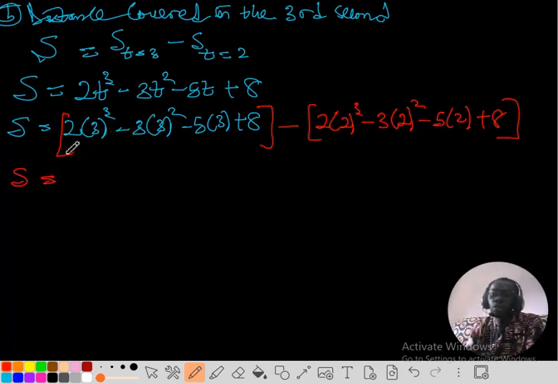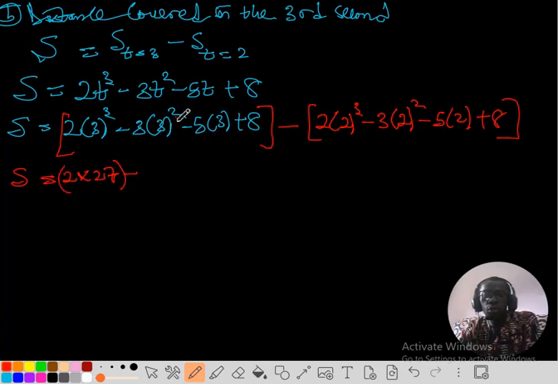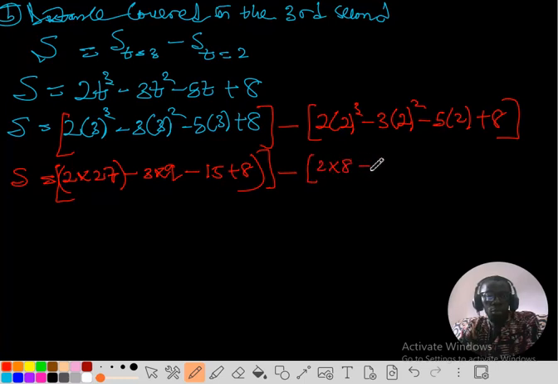So for this first part, x, which is the distance, will be 3 raised to power 3, 3 times 3 times 3, and that will give you 27. So you have 2 multiplied by 27, minus 3 times 3 raised to power 2, 9, then minus 5 times 3, 15, plus 8. That is for this part. Then minus 2 raised to power 3 is 8, so you are left with 2 times 8, minus 3 times 2 raised to power 2, 4, minus 5 times 2, 10, plus 8.